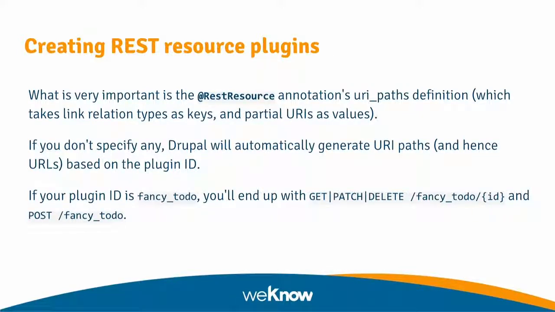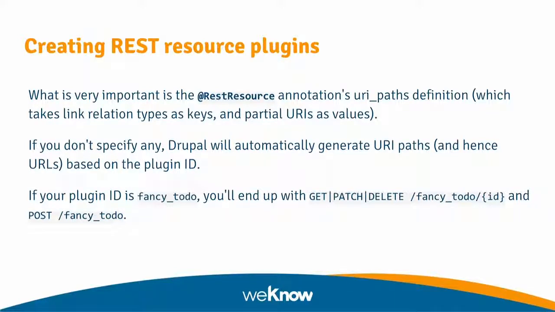What's really important is to have these REST resource annotations. If you don't provide a particular URL on how to serve your endpoint, it's going to use the plugin ID. So whatever your plugin ID is, it's going to be really important. You can change it, but if you don't give it a name, it'll use the plugin ID. So if my plugin ID is this fancy to-do list that I'm going to expose to other systems, you're going to end up with all the different verbs, GET, PATCH, DELETE, /fancy_todo, and then /{id}, right?